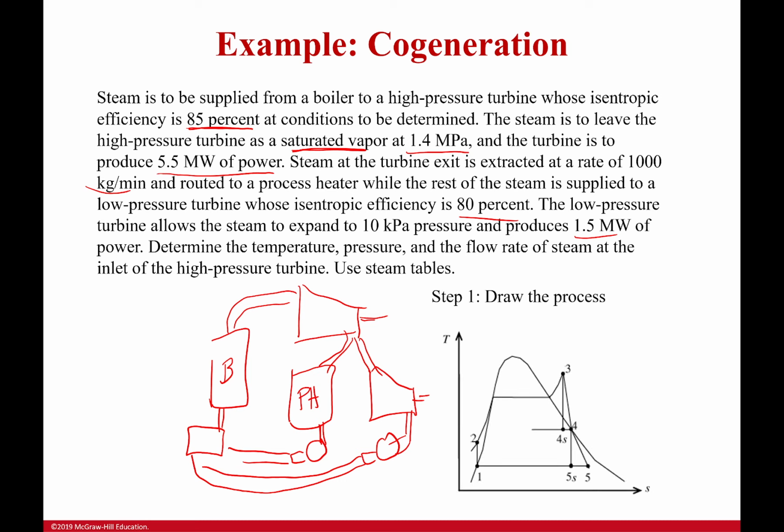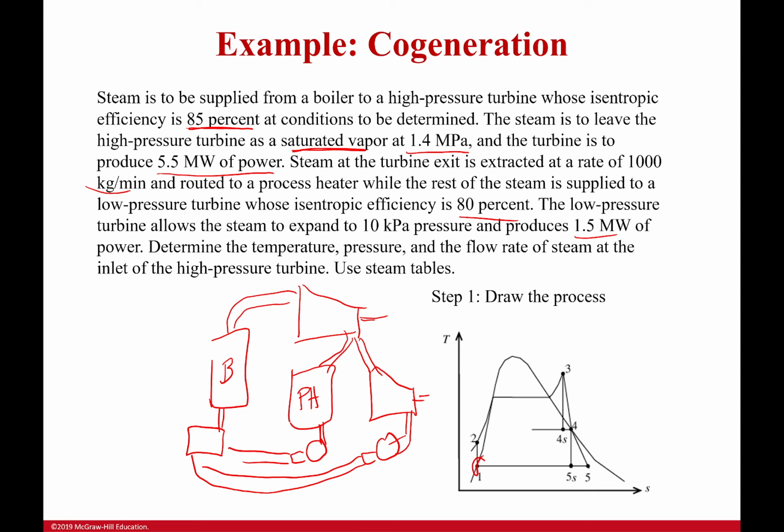Now, this process diagram, you're like, wow, this doesn't look all that different. What about the cogeneration? The cogeneration isn't going to show up here, because the cogeneration is when I'm sending that excess heat, the heat that is leaving this cycle, to a process heater. So we're not really going to see it here.